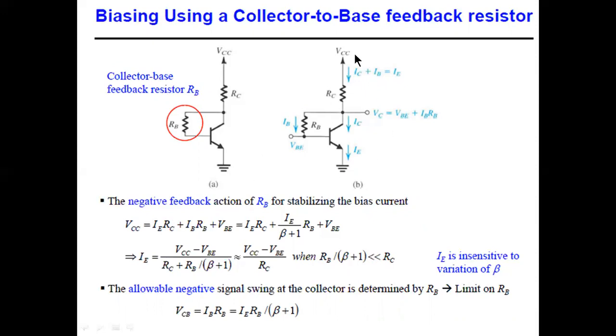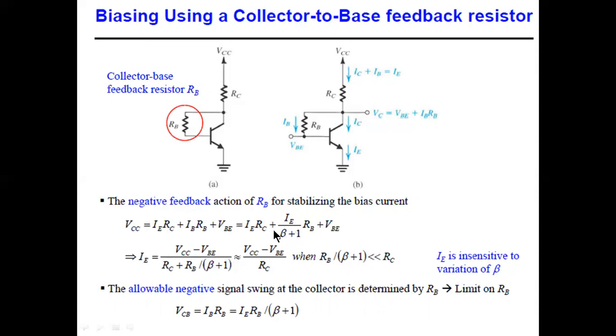So now we can try to write the equation for VCC. VCC is equal to IE into RC, then we can come on this side, IB RB, the voltage across this. VCC is equal to the voltage across this plus the voltage across this plus the voltage across this. That is IE RC plus IB RB plus VBE. And IB is nothing but IE divided by beta plus 1. Again, that is the standard equation.